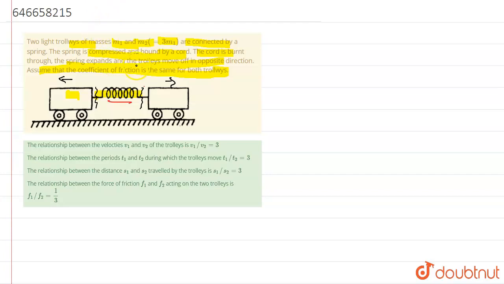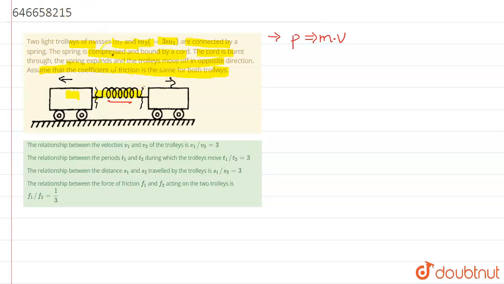Momentum is the product of mass and velocity. First of all, we will solve this question by using the law of conservation of momentum and the work energy theorem. The basic concept of solving this question is using the law of conservation of momentum and the work energy theorem. We know that momentum is equal to mass multiplied by velocity.